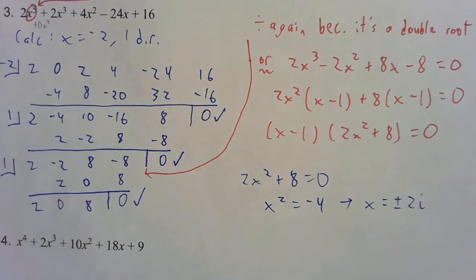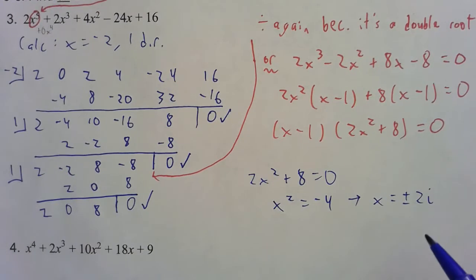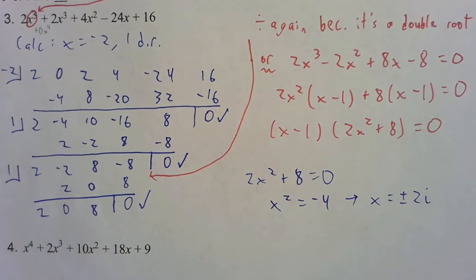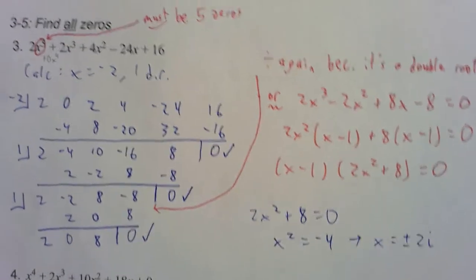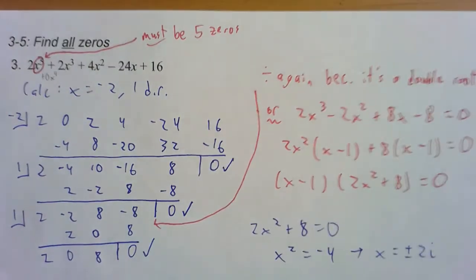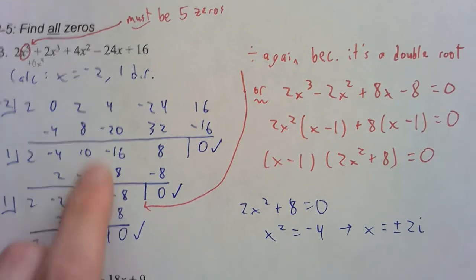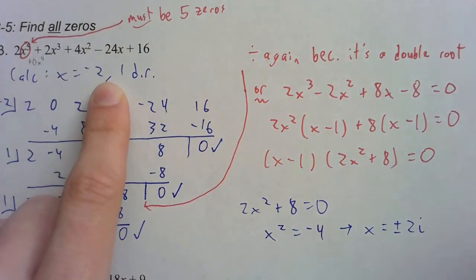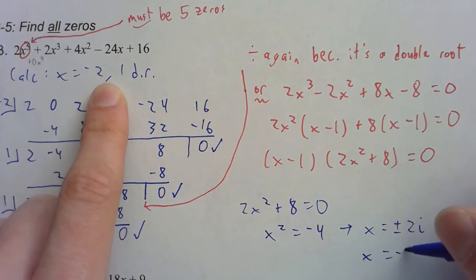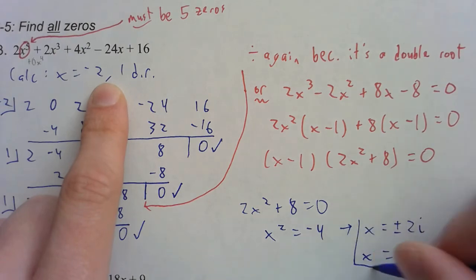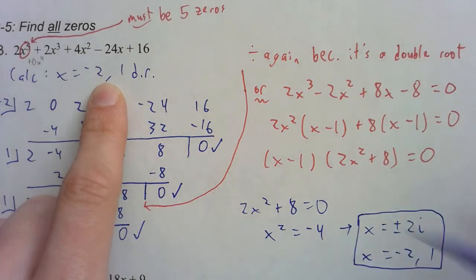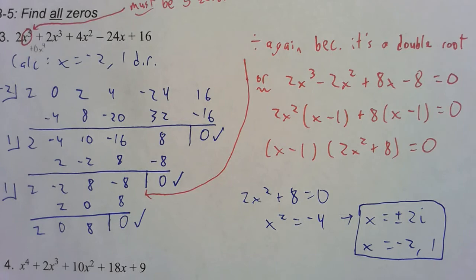All right, now here's the annoying thing that's going to happen to some people. They're going to do all this work to get down to plus or minus 2i, and they're going to put that as their answer, and they're going to lose some points. Right? That's not all the answers to the problem, right? How many answers were there supposed to be? There's supposed to be 5 zeros, 5 answers. Don't forget the easy ones from your calculator. Okay. We also had x equals negative 2 and 1. Put all those together, and that's your answer.